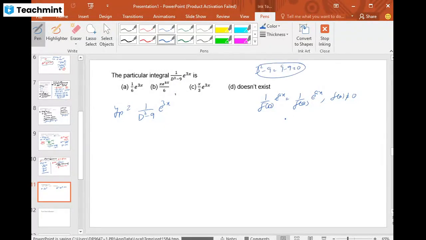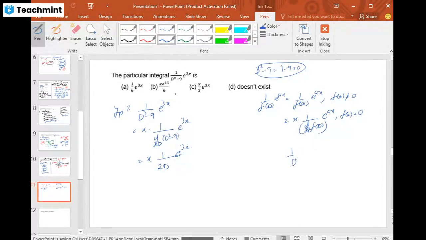So in case of failure, we multiply by x, differentiate the denominator function with respect to D, and then use the property if f(a) is 0. So we multiply by x, differentiate the denominator function with respect to D, and then again apply the property. So this is 1 upon 2D e^(3x). So again we have two ways.